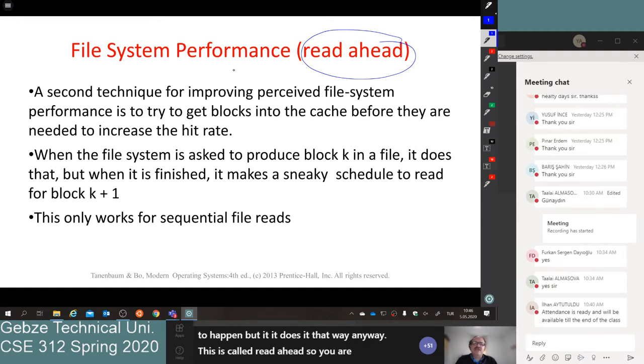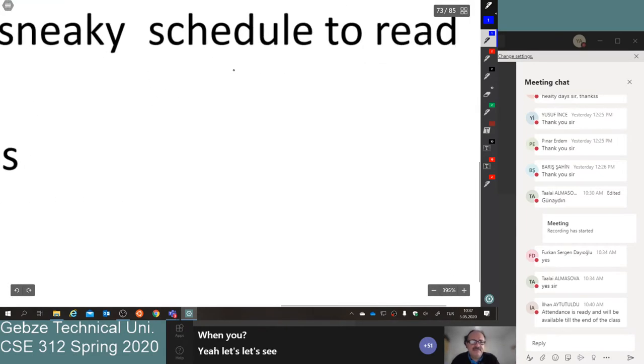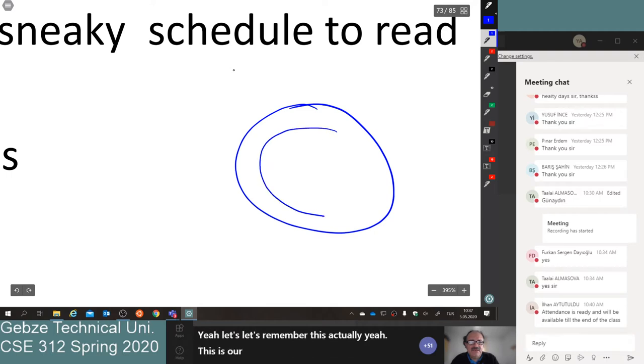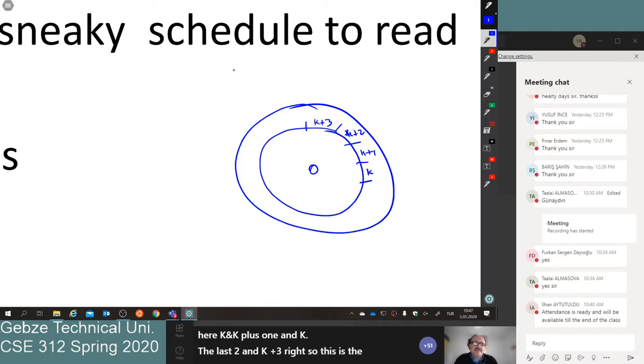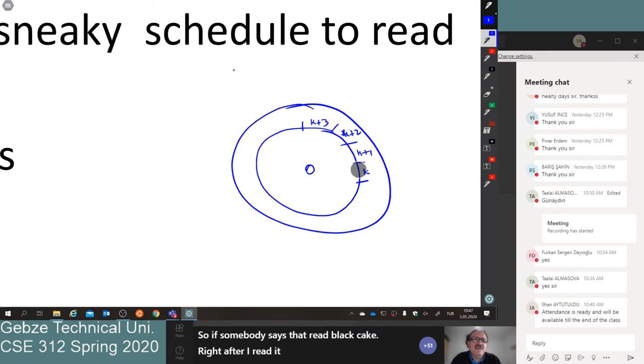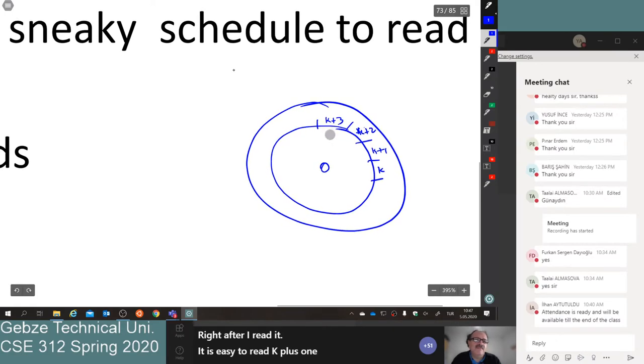So you are reading sequential data, and it works very well if you are working with sequential file reads. Let's remember our disk structure again. This is our disk, and this is our track, spindle. Block K is here, K plus one is here, K plus two, and K plus three, right? So if somebody says read block K, right after I read it, it is easy to read K plus one, K plus two, and K plus three.